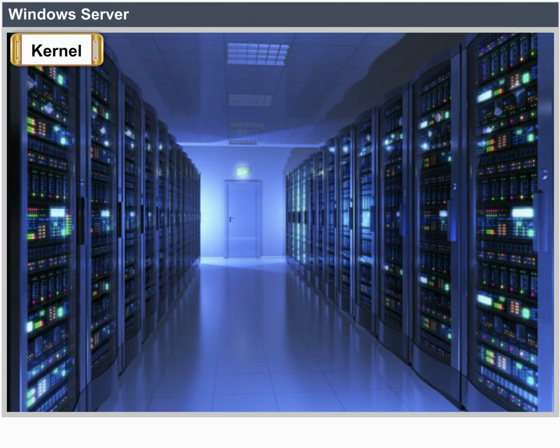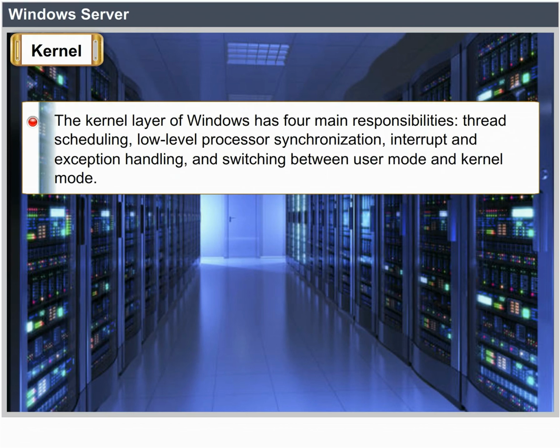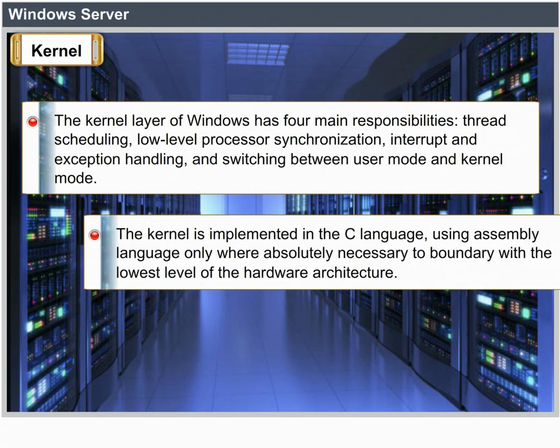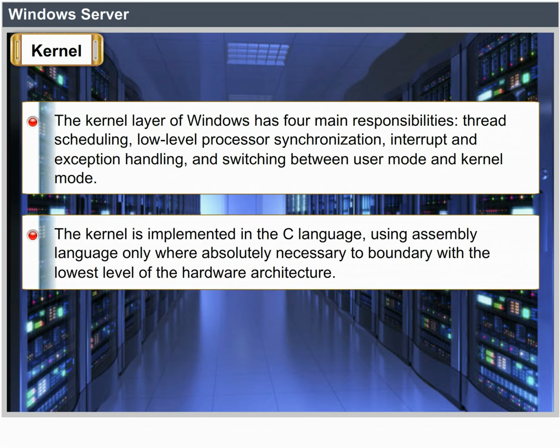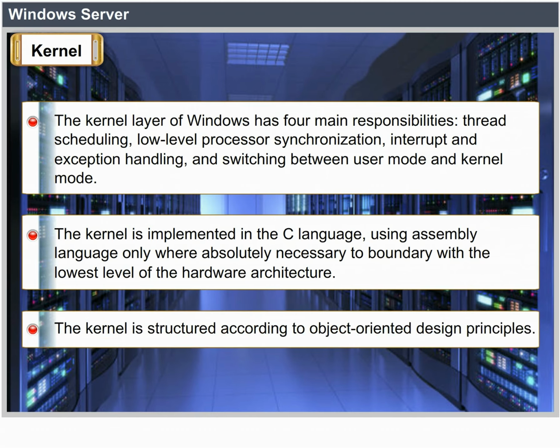Kernel. The kernel layer of Windows has four main responsibilities: thread scheduling, low-level processor synchronization, interrupt and exception handling, and switching between user mode and kernel mode. The kernel is implemented in the C language, using assembly language only where absolutely necessary to interface with the lowest level of the hardware architecture.